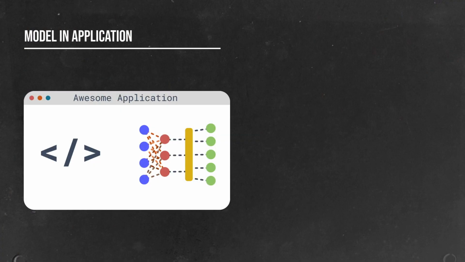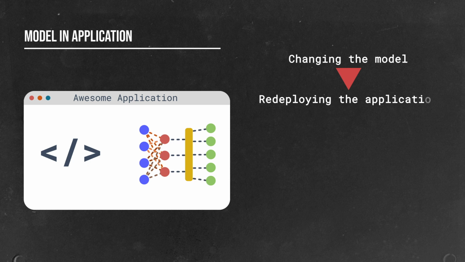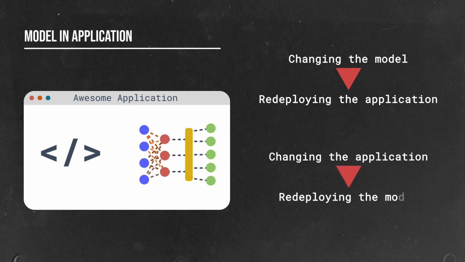First, it tightly couples the model to the application. Changing the model means redeploying the application. Changing the application means redeploying the model. This pattern can also lock you into restrictive sets of technology choices. If you're using a tech stack that's incompatible with your data science stack, you've got a problem.